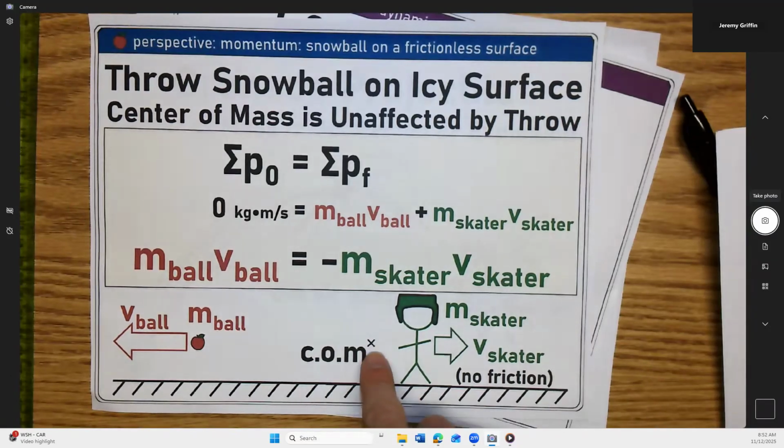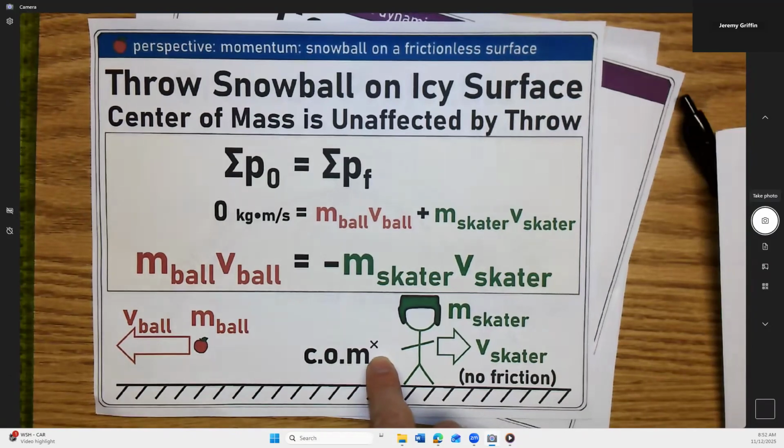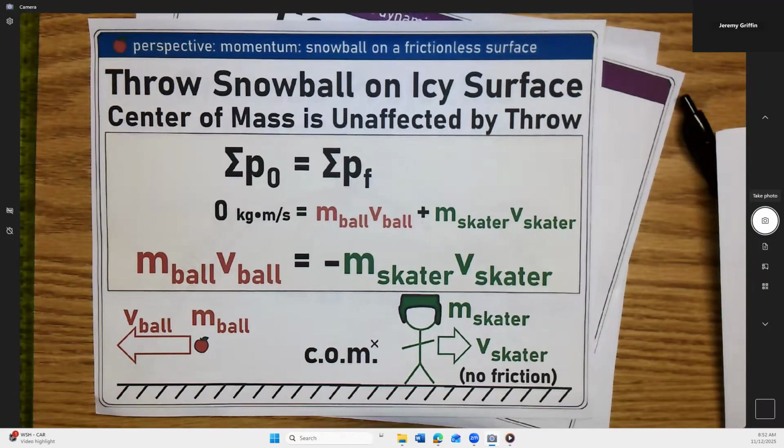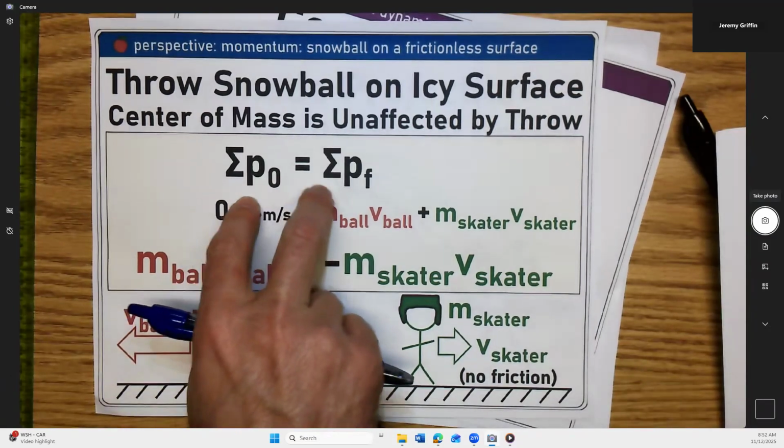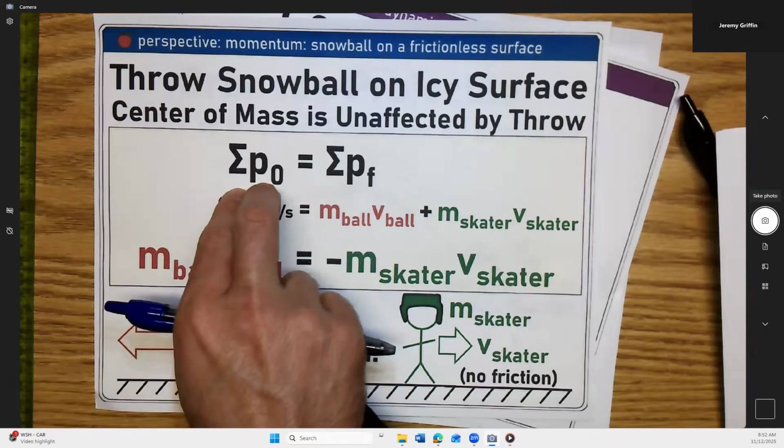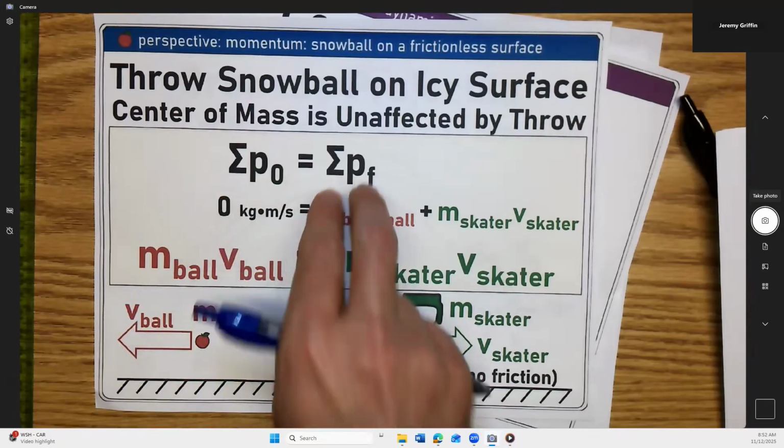Okay. So guys, if they all start at rest on the mound, what's the total momentum in the system? 0. Yeah, 0. Okay, so mass times velocity would be 0. There is mass, but no velocity. Okay, so here's my conservation equation. Sum of momentum before the throw equals sum of momentum after the throw.